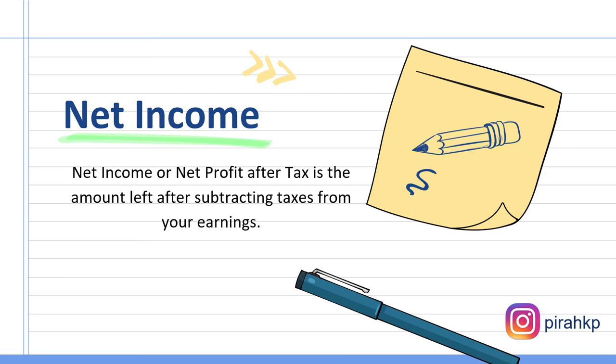Then comes net income or earning after income tax. Of course, you are subtracting. It's saying after income tax. So that's your net income. It is the amount left after subtracting taxes from your earnings. So that's your net income.